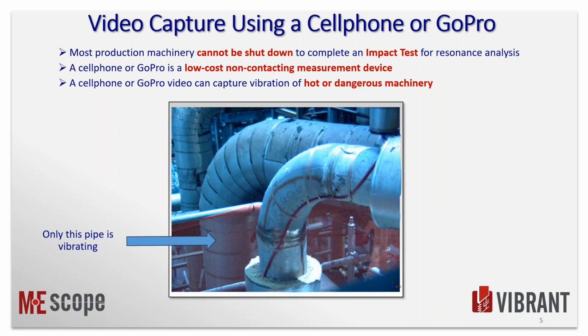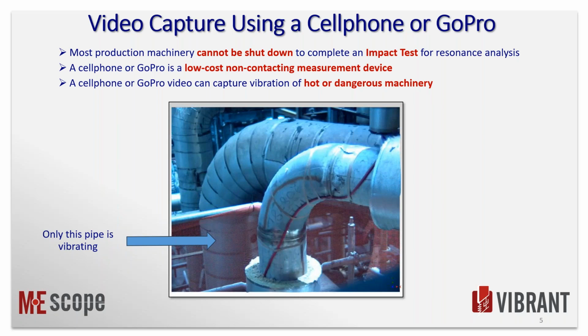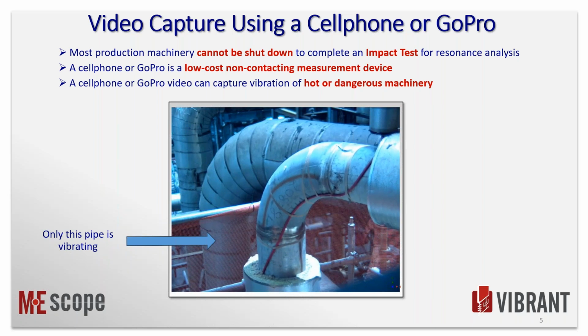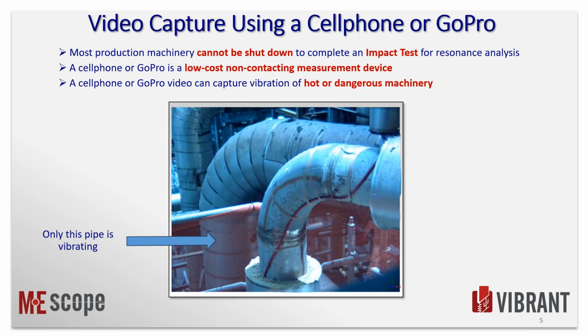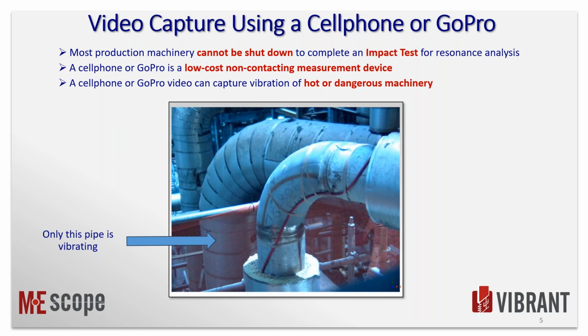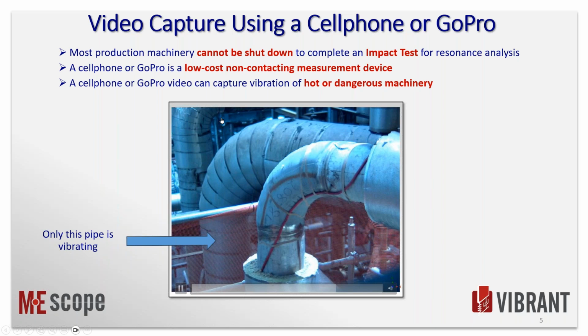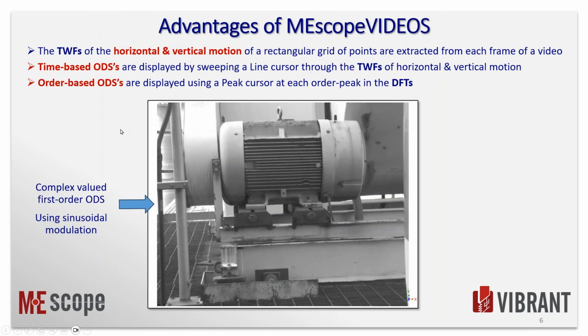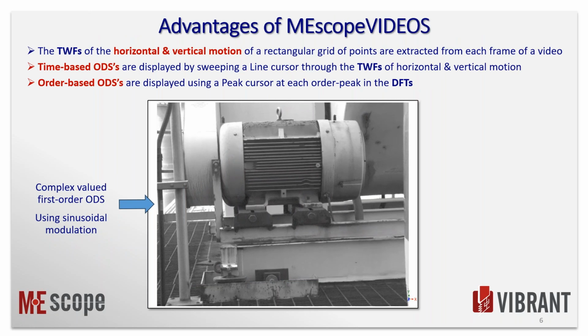Again, these are low-contact or non-contacting, low-cost, no contacting with the test article. So that's a real benefit. We can get videos of hot and dangerous machinery, or let's say in a nuclear power plant where you can't go near the machine, you can get a good video even from a distance.